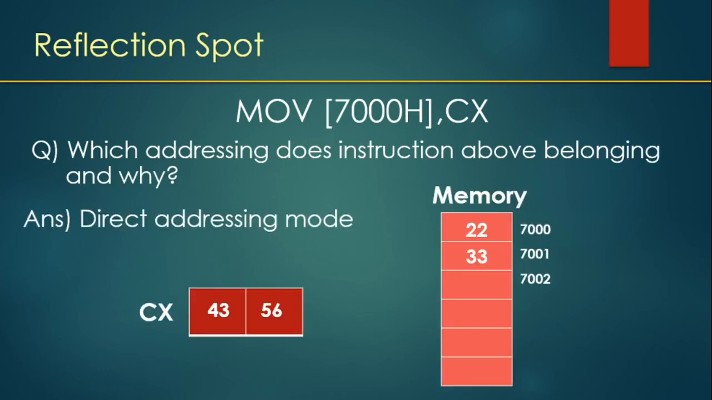Direct addressing mode, because the address where the data has to be copied is given along with the instruction. So what is going to happen in this instruction is that CX is your source register, and 7000 is a memory location that is your destination. The data from the CX register is going to get copied to the 7000 and 7001 memory locations. So data is getting copied to the memory. That is the answer to the question.